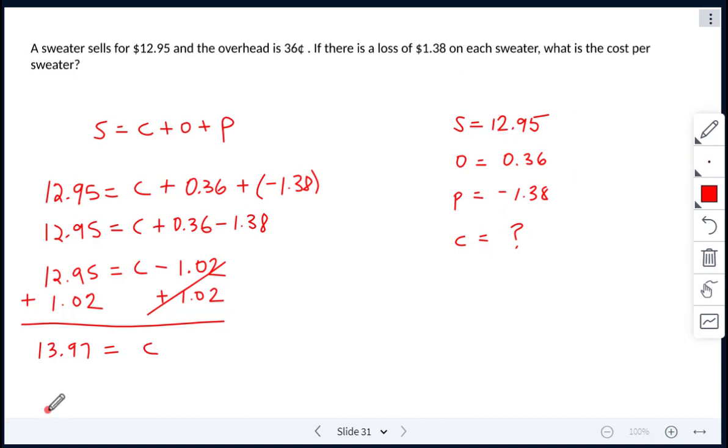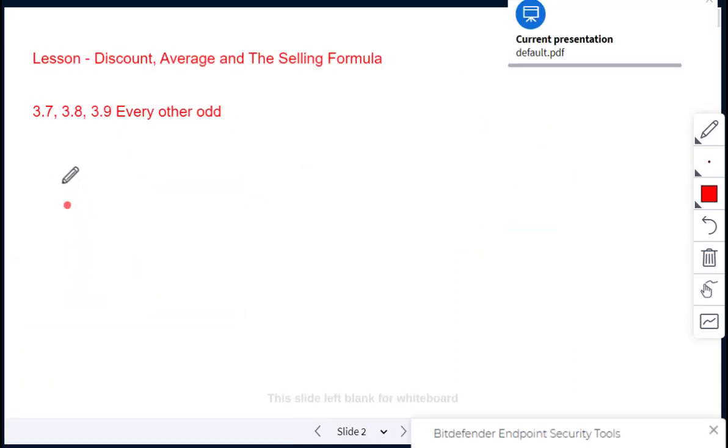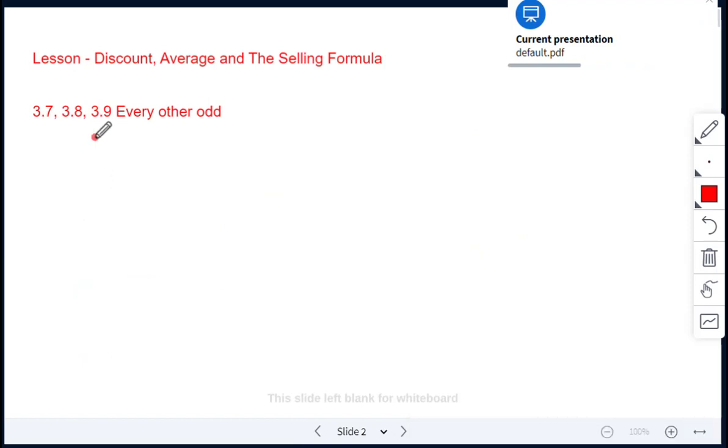All right, so that's where we will stop today. Just going back here, we're just going to work on 3.7, 3.8, 3.9 on every other odd for homework.